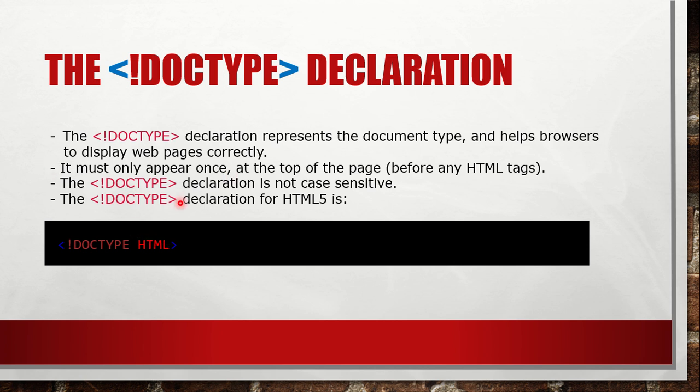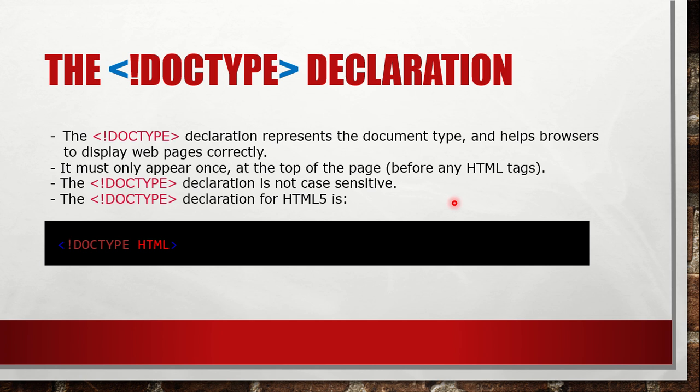And also it must only appear once at the top of anything, because your browser reads your code line by line. So if it does not see that the document type is HTML, it will not know what to present to you as a result. So it needs to know that, okay, the code I'm reading is an HTML code, so it will know how to present it, will know what to present.